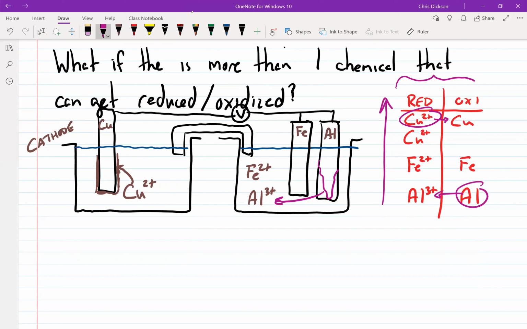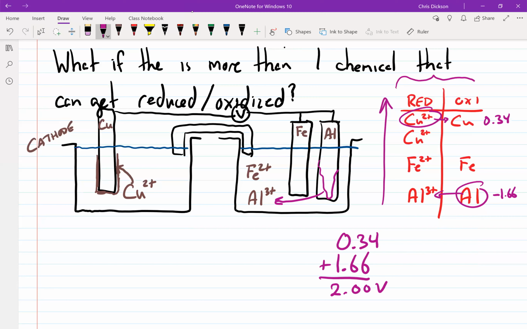Now the aluminum reaction is negative 1.66, and the copper reaction is positive 0.34. So if I take a look at 0.34, and then I add 1.66 volts, we're going to get, where are we here? 2. That's nice. 2 volts. Okay. And this battery would be a 2-volt battery.